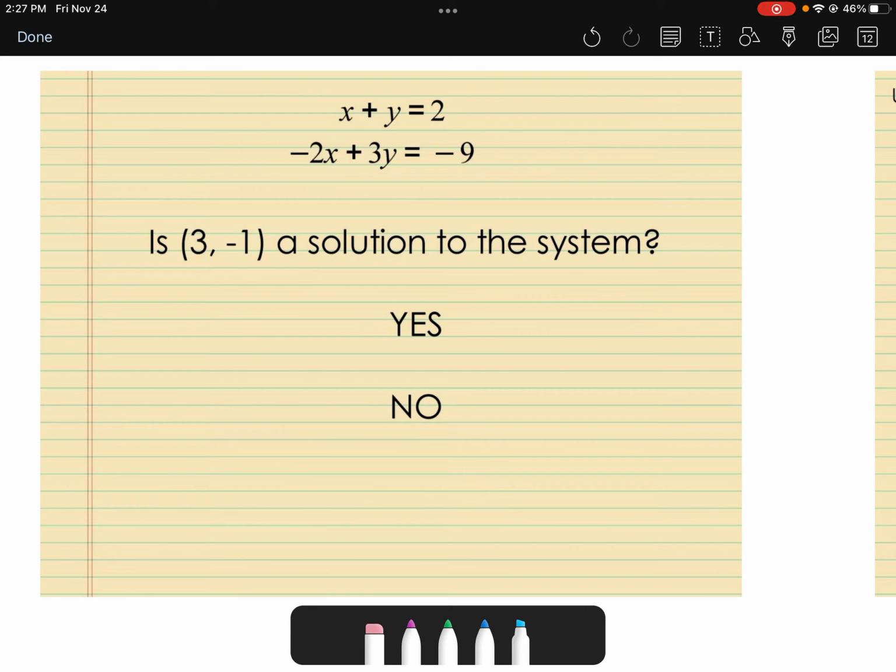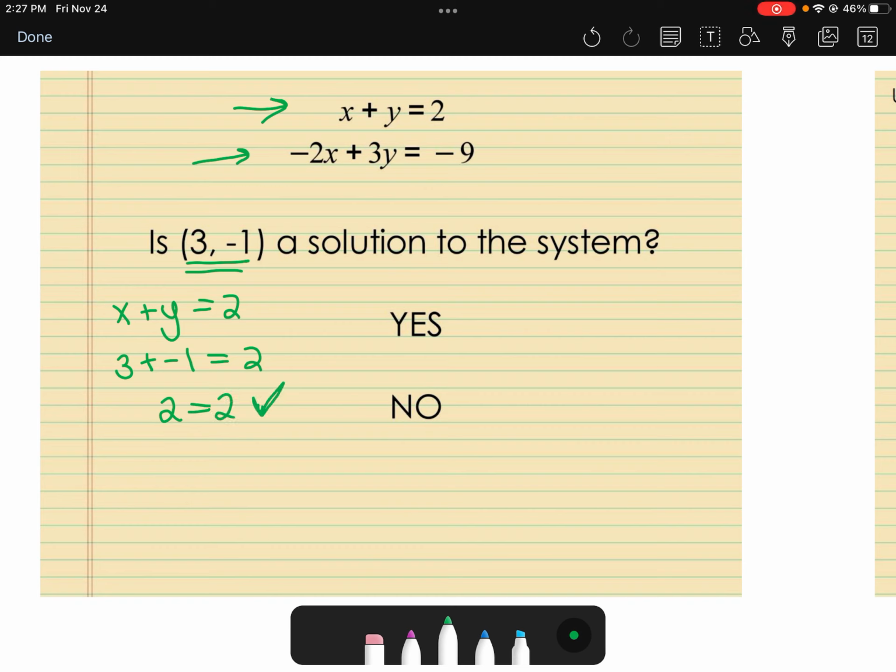So is (3, -1) a solution to the system? Yes or no? How to check to see if it's a solution? That would be saying that this point is where this line and this line intersect. So we have to check both equations by plugging it in. I'm going to take x plus y equals 2. Is 3 plus -1 equal to 2? Well, 3 plus -1 is 2. Does 2 equal 2? So far so good.